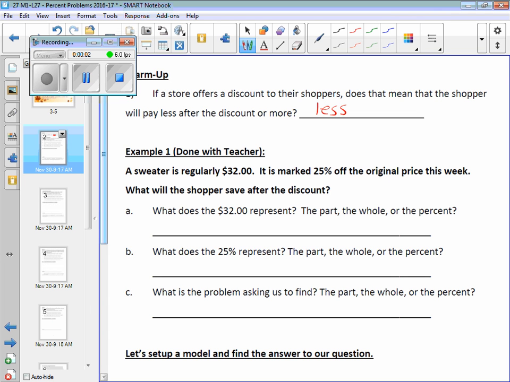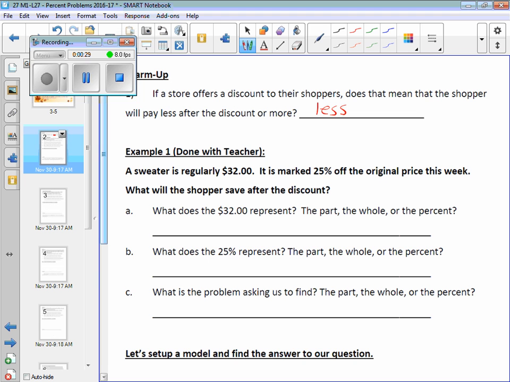Lesson 27 and Lesson 28 is dealing with percentages and how percentages are used in the real world when you go shopping. Whether it's a discount or a sale price, they usually take the discount based on percentages. So the reason why I think this warm-up is important is that you have to realize that when you go to the store and you buy something and there's a discount, you wind up paying less. Sales are good.